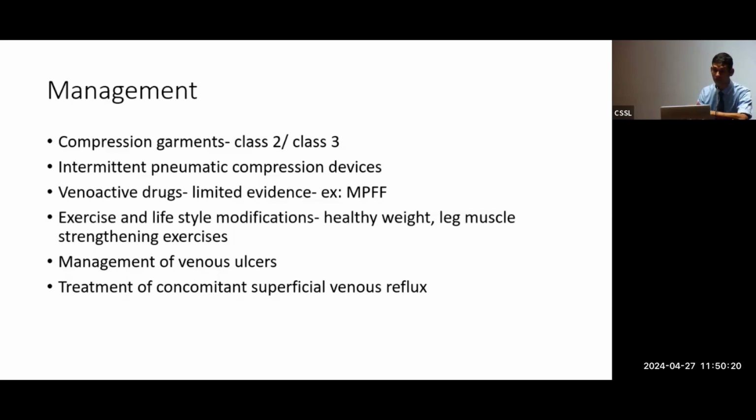There is a definite place for exercise and lifestyle modification. The patient should maintain a healthy weight, and should be prescribed or should do calf muscle strengthening exercises for their calf pump to be more effective. And if the patient has a venous ulcer, the management principles are according to our previous lecture. And if there is concomitant superficial venous reflux, you can treat it in selective patients who do not have deep venous obstruction. Again, this was discussed previously.